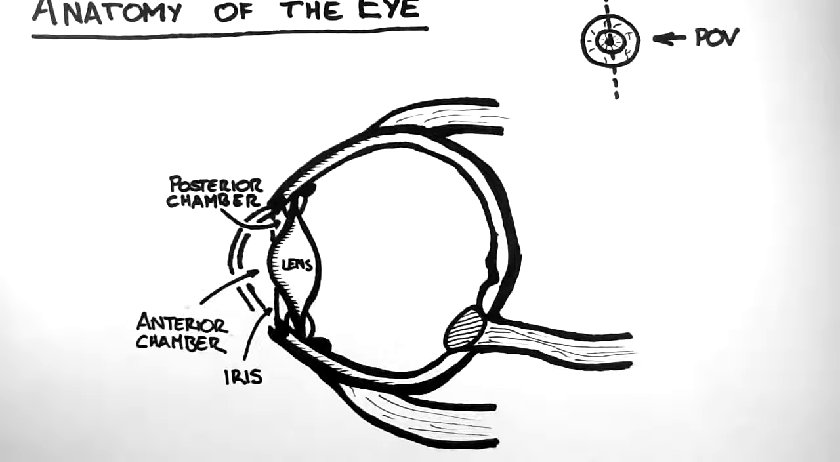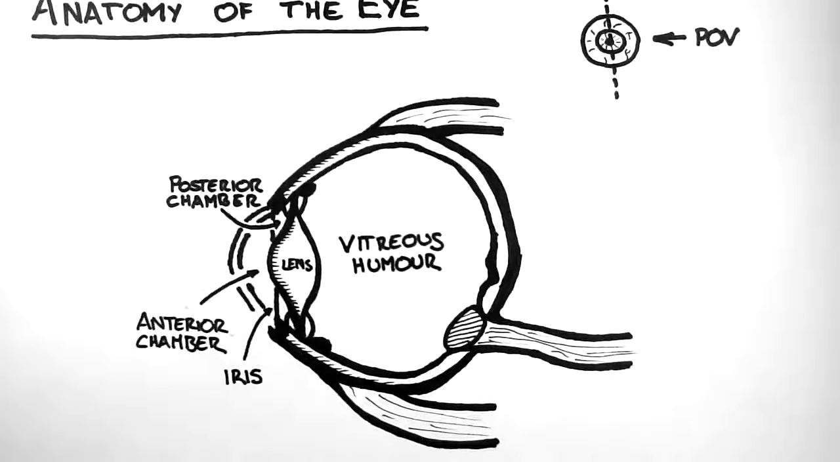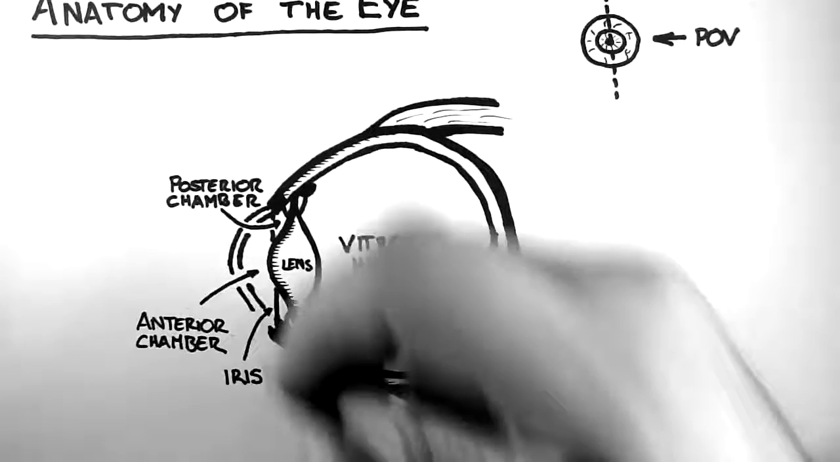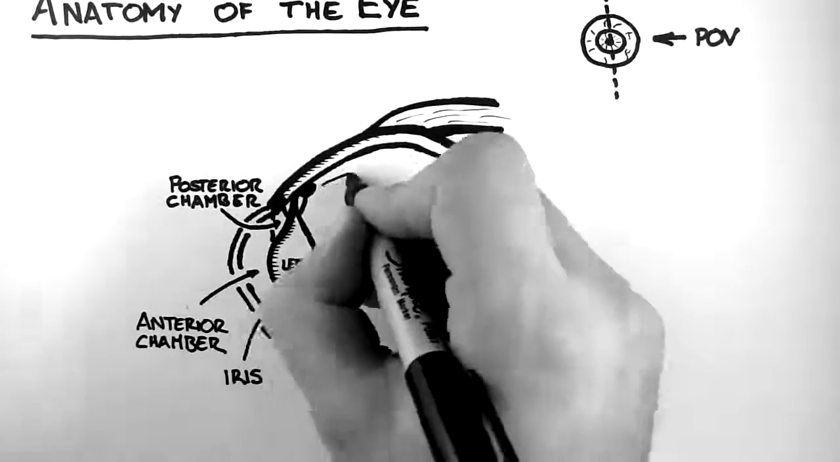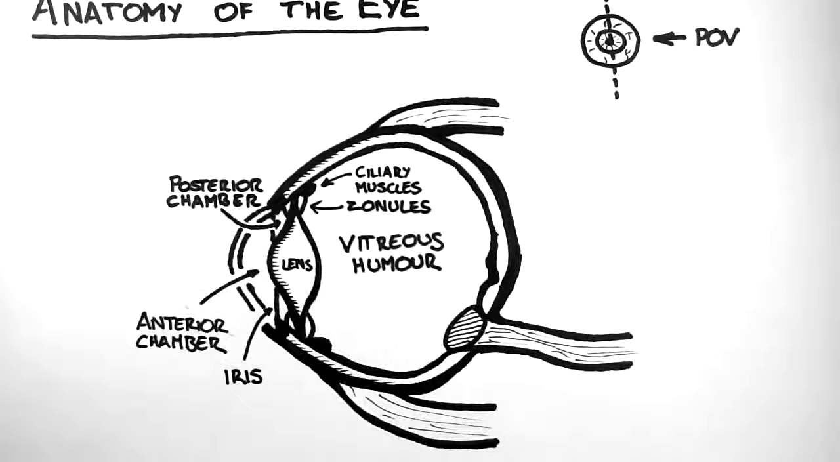Behind the lens lies a large space called the vitreous chamber, which is filled with a gelatinous substance called the vitreous humor, not to be confused with the aqueous humor in the anterior and posterior chambers. Holding the lens in place, we have tiny ciliary muscles, which attach to zonules, small fibrous strands of connective tissue that attach to the lens. By contracting and relaxing, the ciliary muscles and zonules change the shape of the lens to help the eye focus.